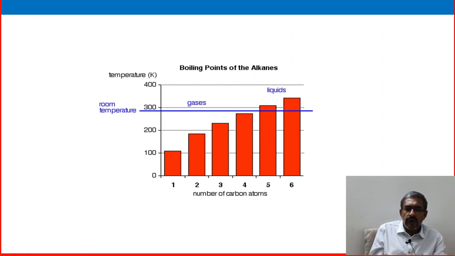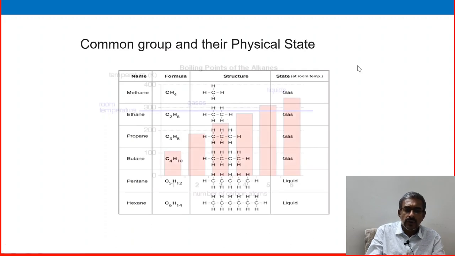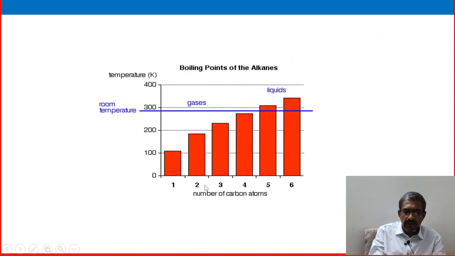So, looking at the boiling points of alkanes: paraffin is called alkanes. In the paraffin family, the first family is alkane, ending in A-N-E, with the formula CnH2n+2, a single bond family. Carbon to carbon is a single bond; this single bond family is called alkane. See the number of carbon atoms increasing. Below 5 carbon atoms, at room temperature, 300 degrees K, that is around 25 degrees C, it is gas.